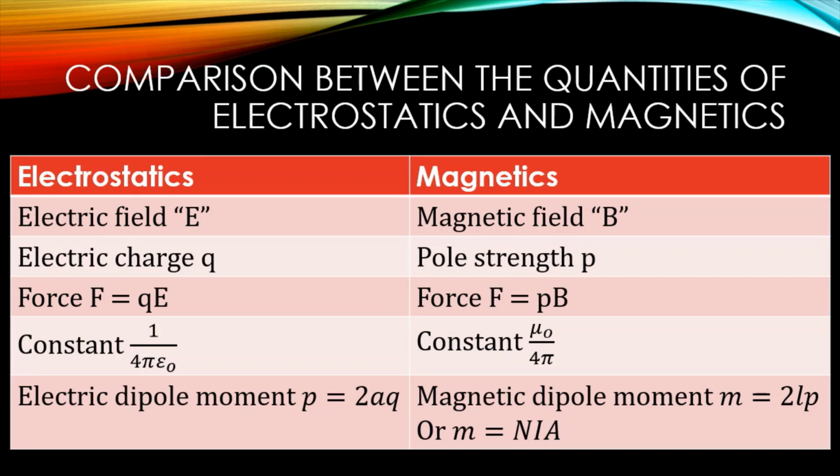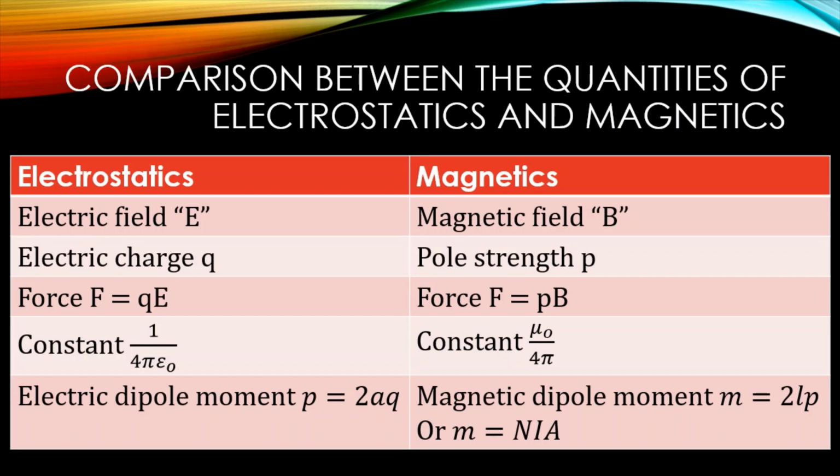Now the force in electrostatics is given as F equal to QE. So here the force in magnetics will be equal to P into B. Remember, Q is equivalent to P and E, the electric field, is equivalent to B, the magnetic field, right? So F equal to QE, and here we will get F equal to PB.